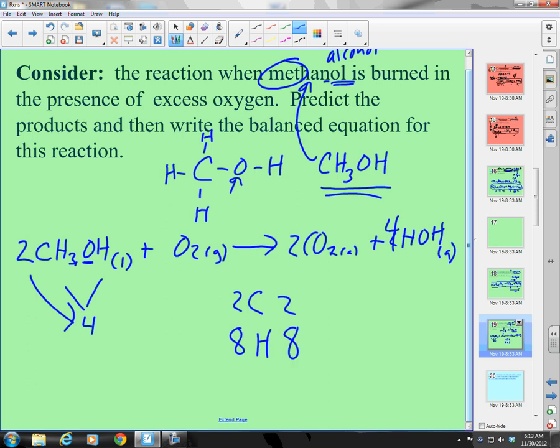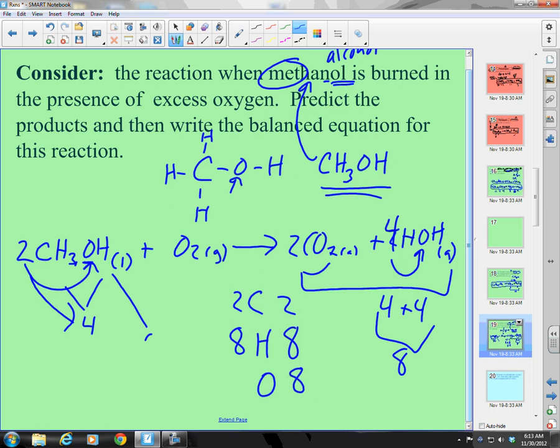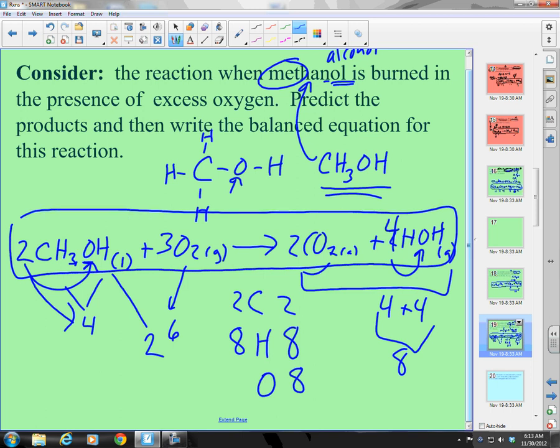Okay, good. Now, how many oxygens do I have? Well, I have 2 times 1, so that's 2, and 4 times 2, so that's 8 oxygens over here. And what do I have over here? Well, I have 2 times 2, so that's 4. So 8 minus my 2, that means I need to get 6 out of this guy. How do I get 6 out of 3? Got it? Okay, 3, 6. Yay! 2, 3, 2, 4 is my balanced equation.